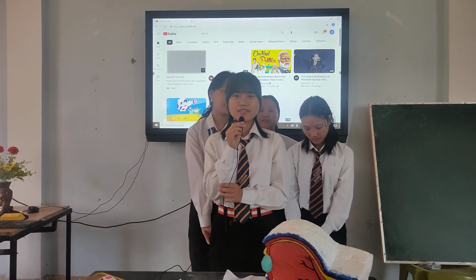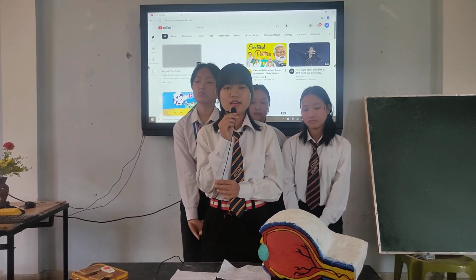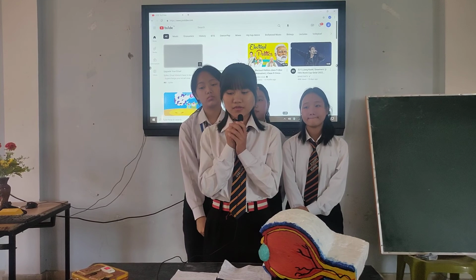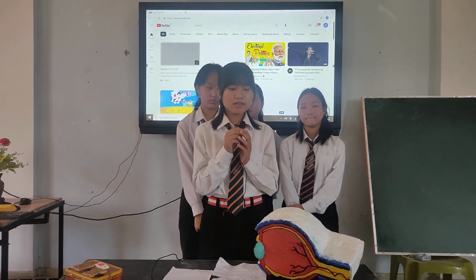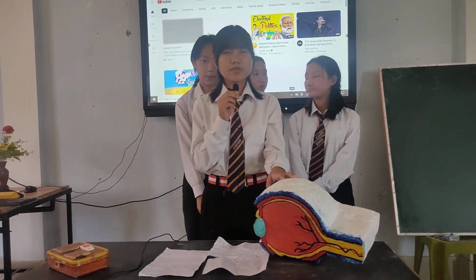Let's first try to understand how the eye works and what is the role of the cornea in this process. The light rays enter the eye through the cornea.